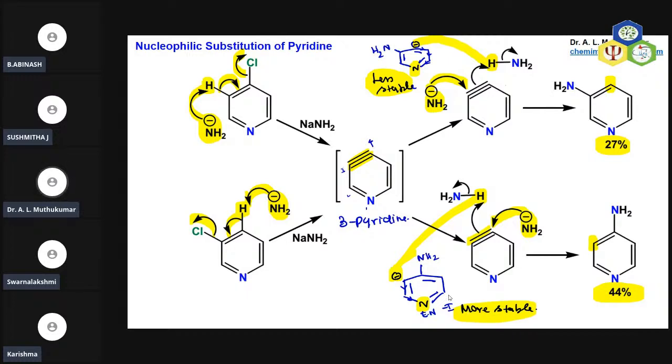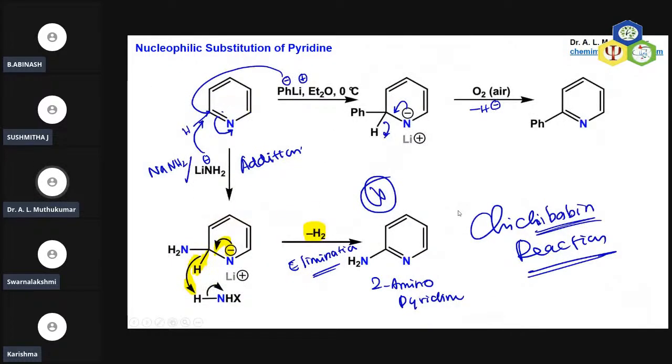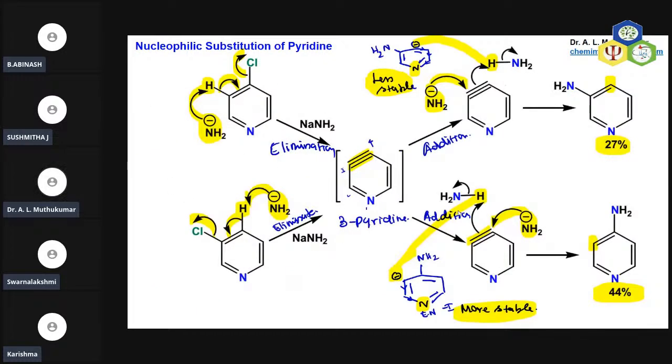And the reaction mechanism involves the formation of pyridyne. In this case, the first step is elimination and the second step is addition. In the previous Chichibabin reaction, the first step is addition, the second step is elimination. In the case of the pyridyne kind of mechanism, the first step is elimination, the second step is addition. It may be asked as a 2-mark question, just keep it in mind.